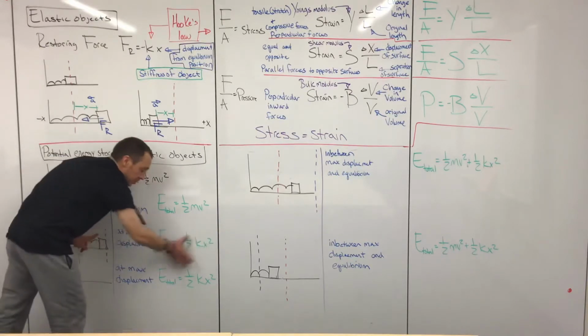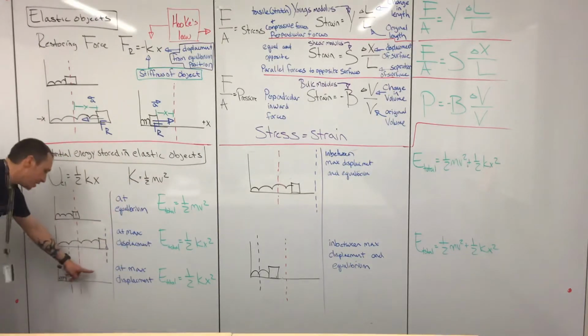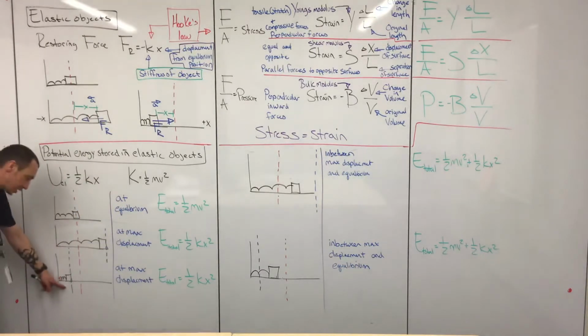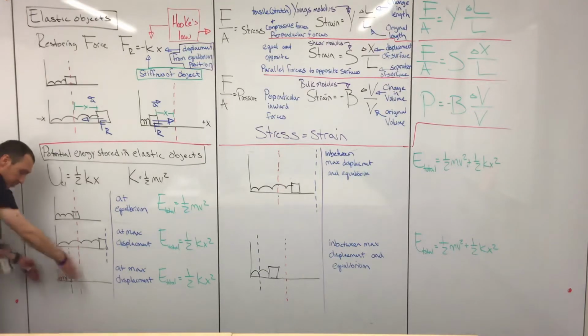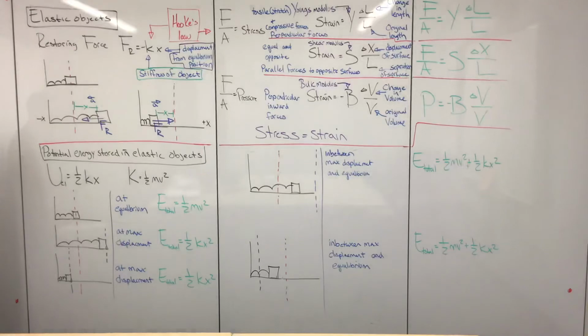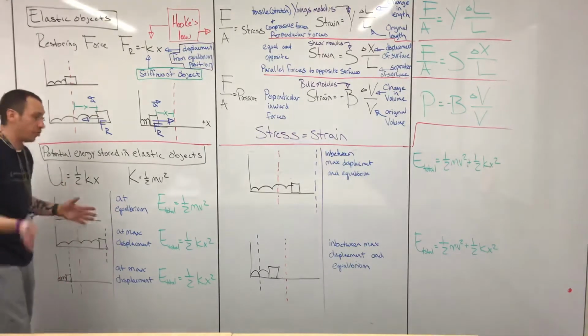So the total energy of the system will just be equal to that. And the same thing here, once it comes back to equilibrium, it'll be equal to just the kinetic energy. And then when it gets to the max displacement again in terms of compression, all that kinetic energy will be put into the elastic potential energy. So it'll go back and forth, right?